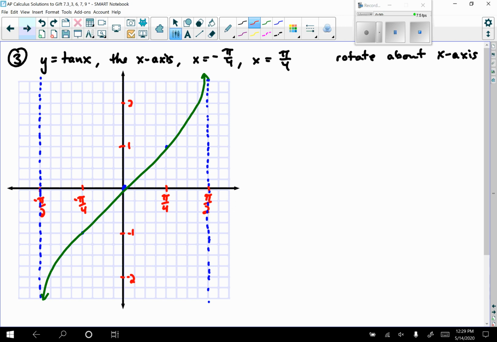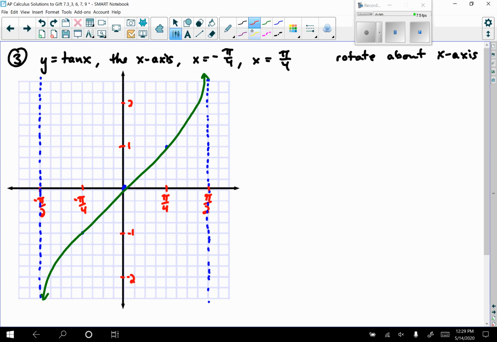Alright, so for number 3, we are asked to find the volume of the solid generated by rotating about the x-axis the region bounded by the graph of y equals tangent x. So you can see I already have that sketched in ahead of time. I just took it from negative pi over 2 to pi over 2. Notice that those are where the asymptotes are. But we want to keep this in between the lines x equals negative pi over 4 and x equals pi over 4. So we could also have some vertical lines drawn in there as well.